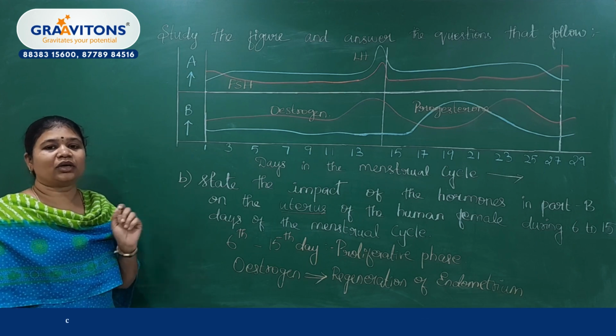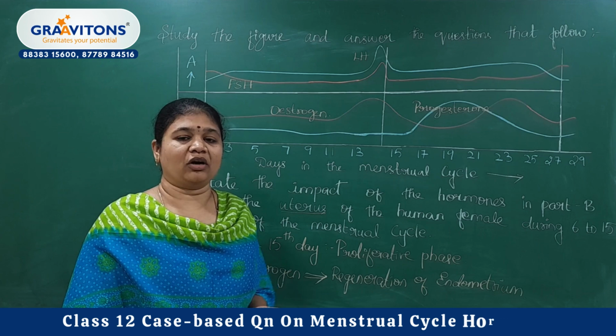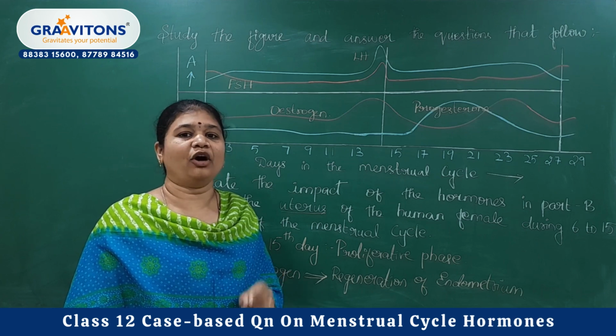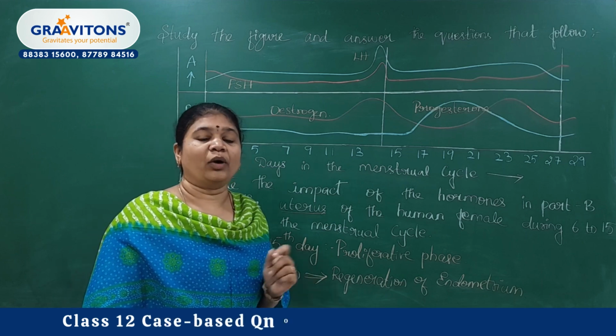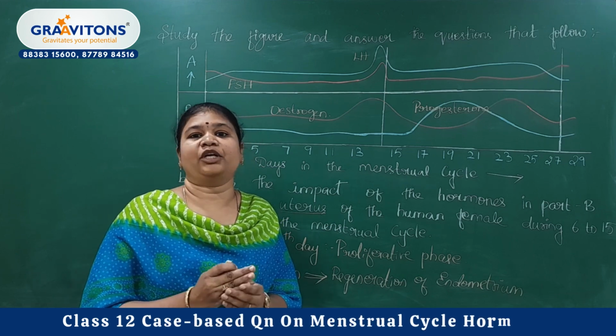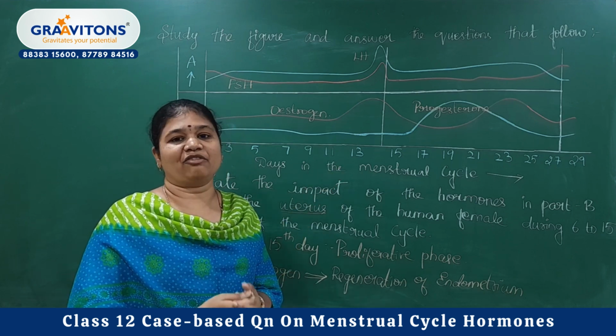Let us add one more point here. For proliferation or regeneration or forming of the endometrial layer, you need estrogen. Only for maintenance of the endometrial layer, you need progesterone, which comes under the second half of the menstrual cycle.